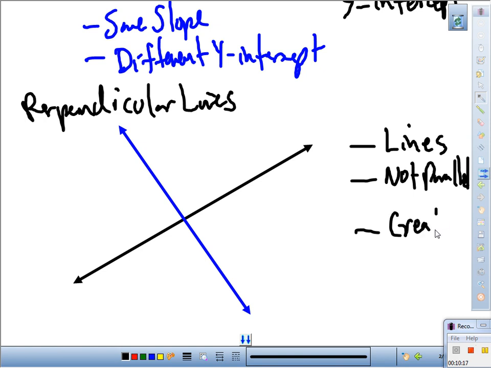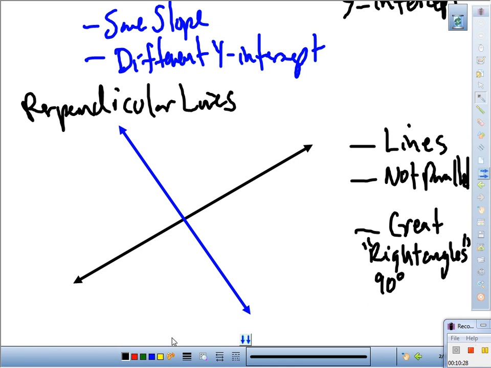They create right angles. What does that mean? They have 90-degree angles. Hold on. So, this is all true.